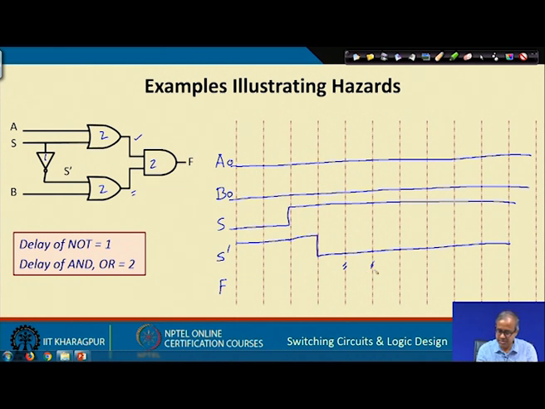If you just plot this, this will become like this. I suggest you also show the waveforms of these two lines and then do an AND, it will be clear to you. So, here what you are seeing is that f was 0 and it is supposed to be 0 again in the stable state, but because of the delays of the gates it is temporarily moving to 1 and remaining 1 for one time unit before coming back to 0. This is an example of static hazard.